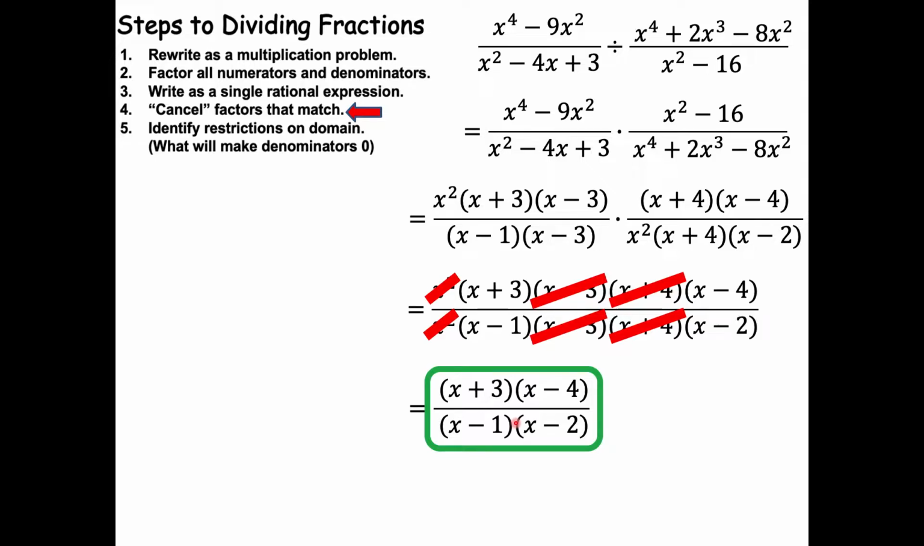Now we do have one last step. That last step is to identify restrictions on the domain. Now, this is a little different than multiplying.